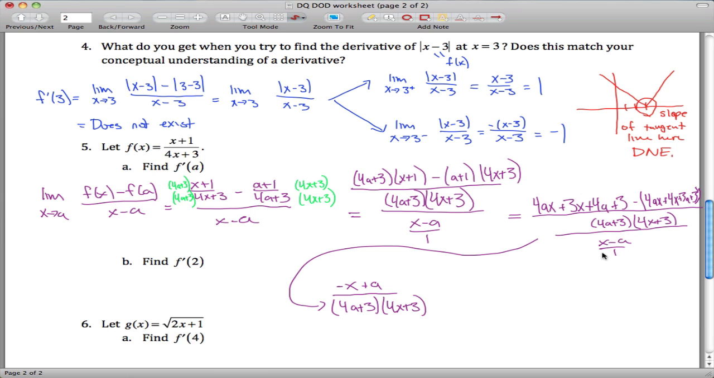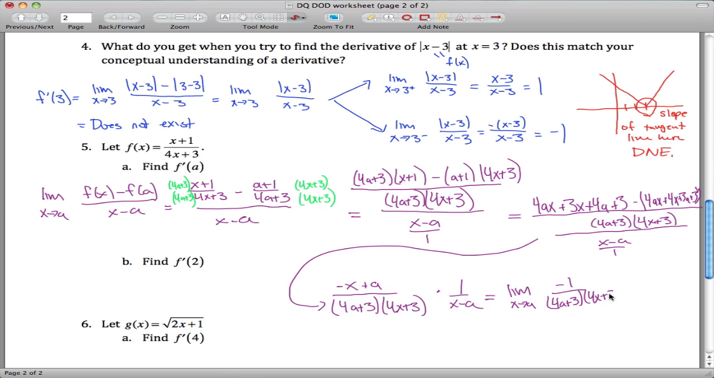And then I want to divide by this. That's the same as multiplying by x minus a. So I can factor out a negative from the top here and then cancel those out, and I'm left with negative 1 over 4a plus 3. Maybe I should say the limit. I'm going to rewrite that. This is the limit as x approaches a of negative 1 divided by 4a plus 3.